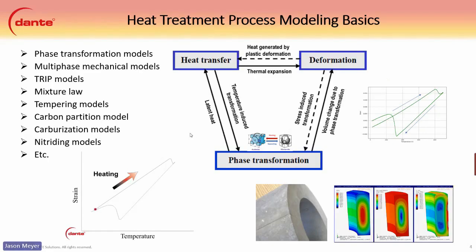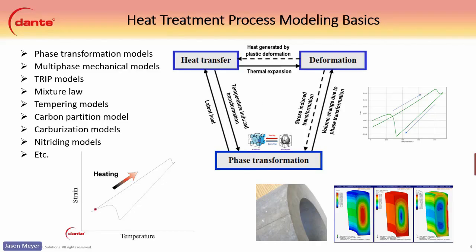So a little bit about heat treatment modeling basics. Heat treatment is a very complicated process, but it really encompasses 3 main areas: heat transfer, deformation, and phase transformation. And when you're modeling these, they have a lot of interdependencies, leading to a lot of nonlinearities in the process. So it makes it a little bit difficult to model.